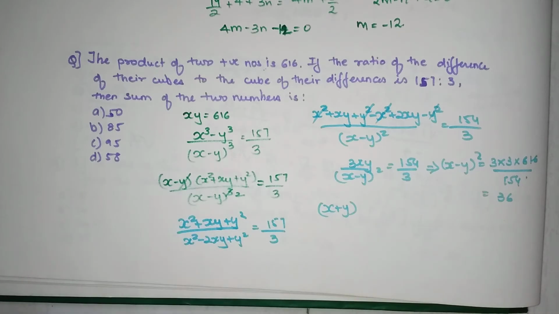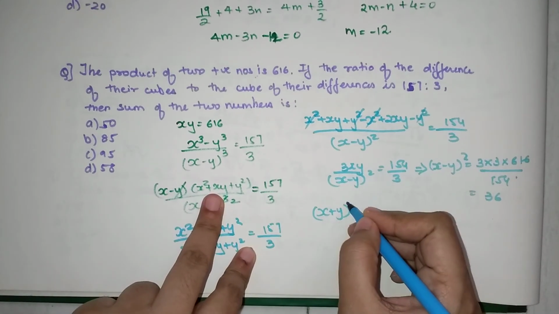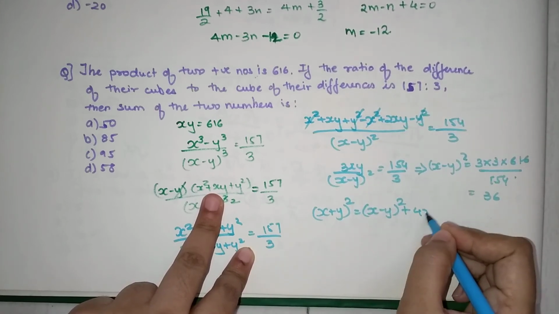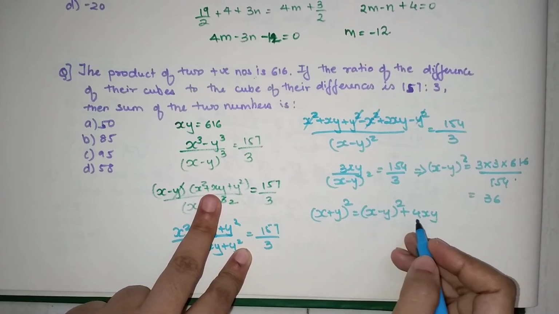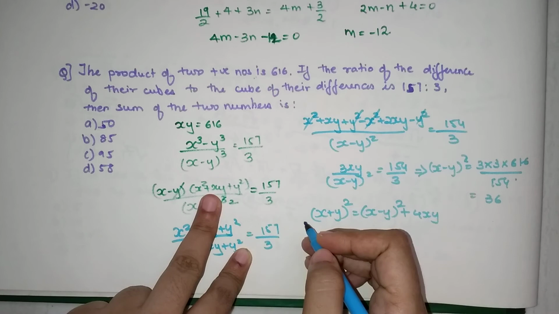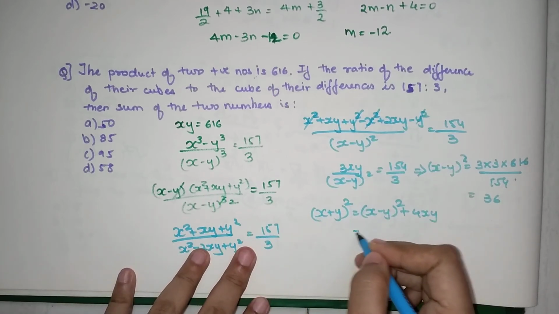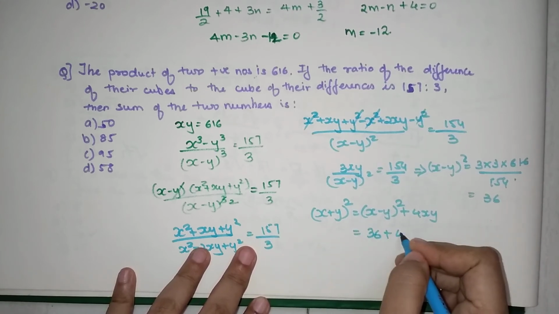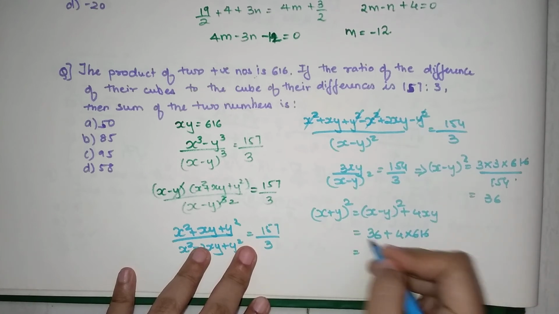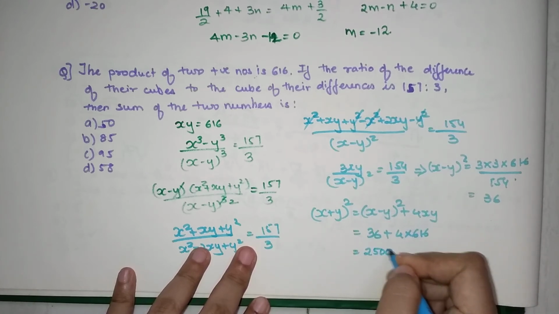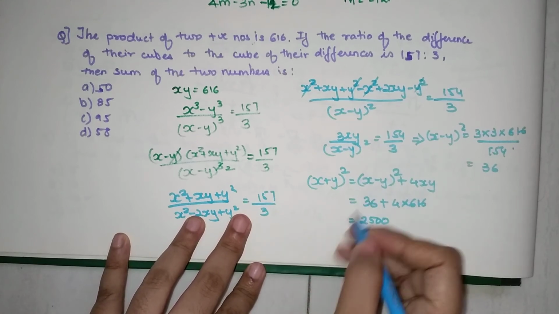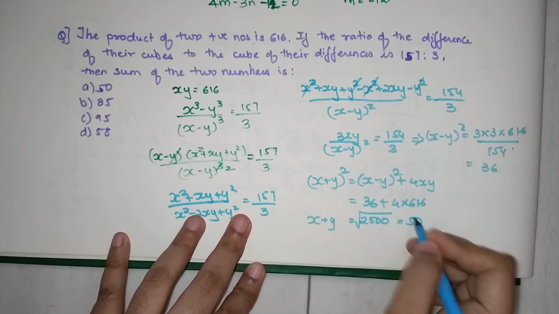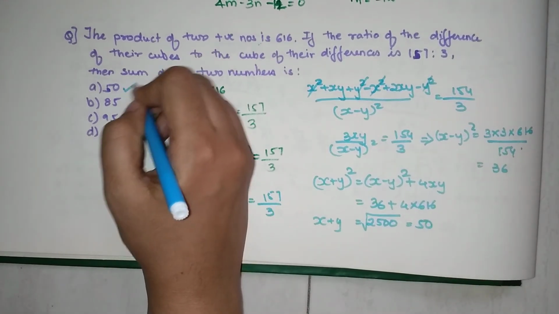But I'm showing you a better method, which is x plus y the whole square can be written as x minus y the whole square plus 4xy. If you doubt this, please expand this. You will understand this is actually the expansion of x plus y the whole square. Now all you needed was x minus y the whole square, which was 36, plus 4 into 616. You will realize this entire value comes to be 2500. And since x plus y the whole square was the value, if you wanted just x plus y, you had to take the root, and that becomes 50. So that is my answer.